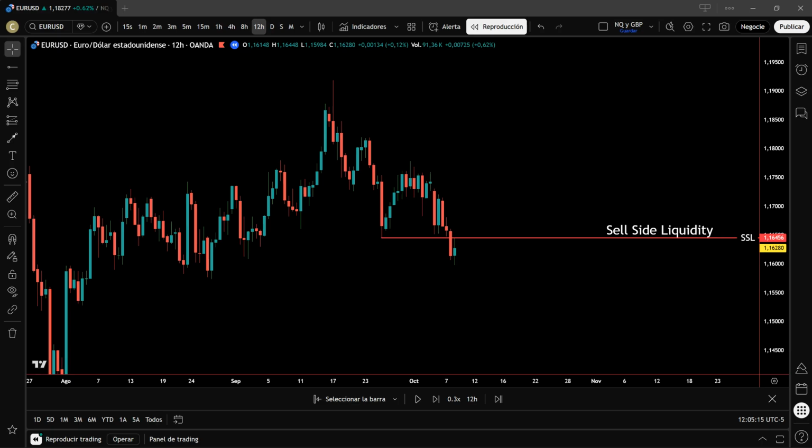We've seen how to identify structure, locate inefficiencies, and understand where institutional money is headed. Mastering these price action concepts doesn't happen overnight, but understanding that the market moves from one liquidity zone to another is the first step toward ceasing to be the liquidity and starting to trade with the institutions. Analyze your charts, look for these footprints, and you'll see your trading perspective shift completely.